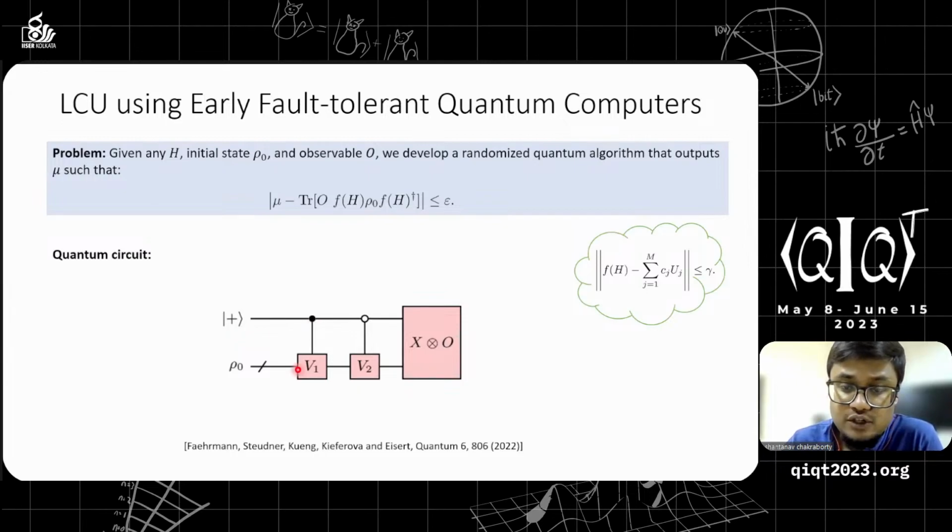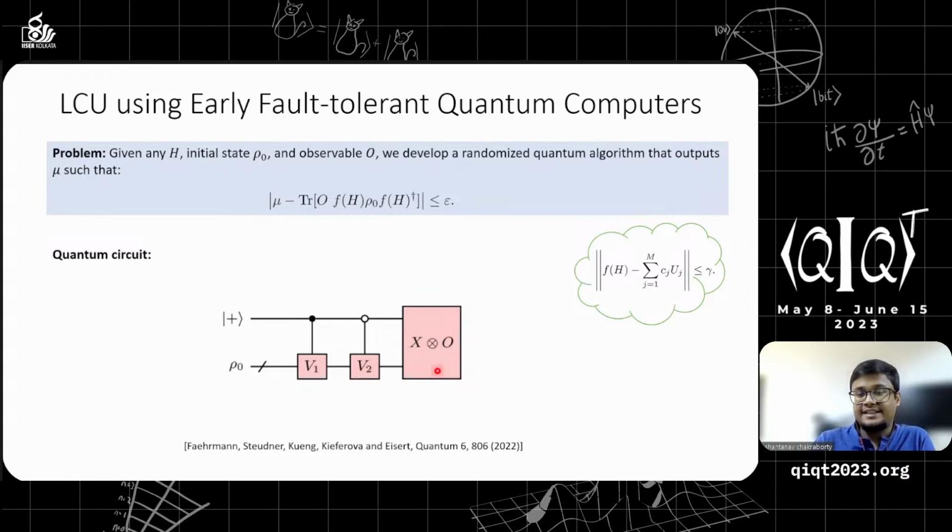These V1 and V2, I'll come to what these are in a bit. These are just controlled operations, controlled on a single ancilla qubit. So this is controlled on 1. The open circle here means that it's controlled on 0. So it's just implementing these two unitaries.